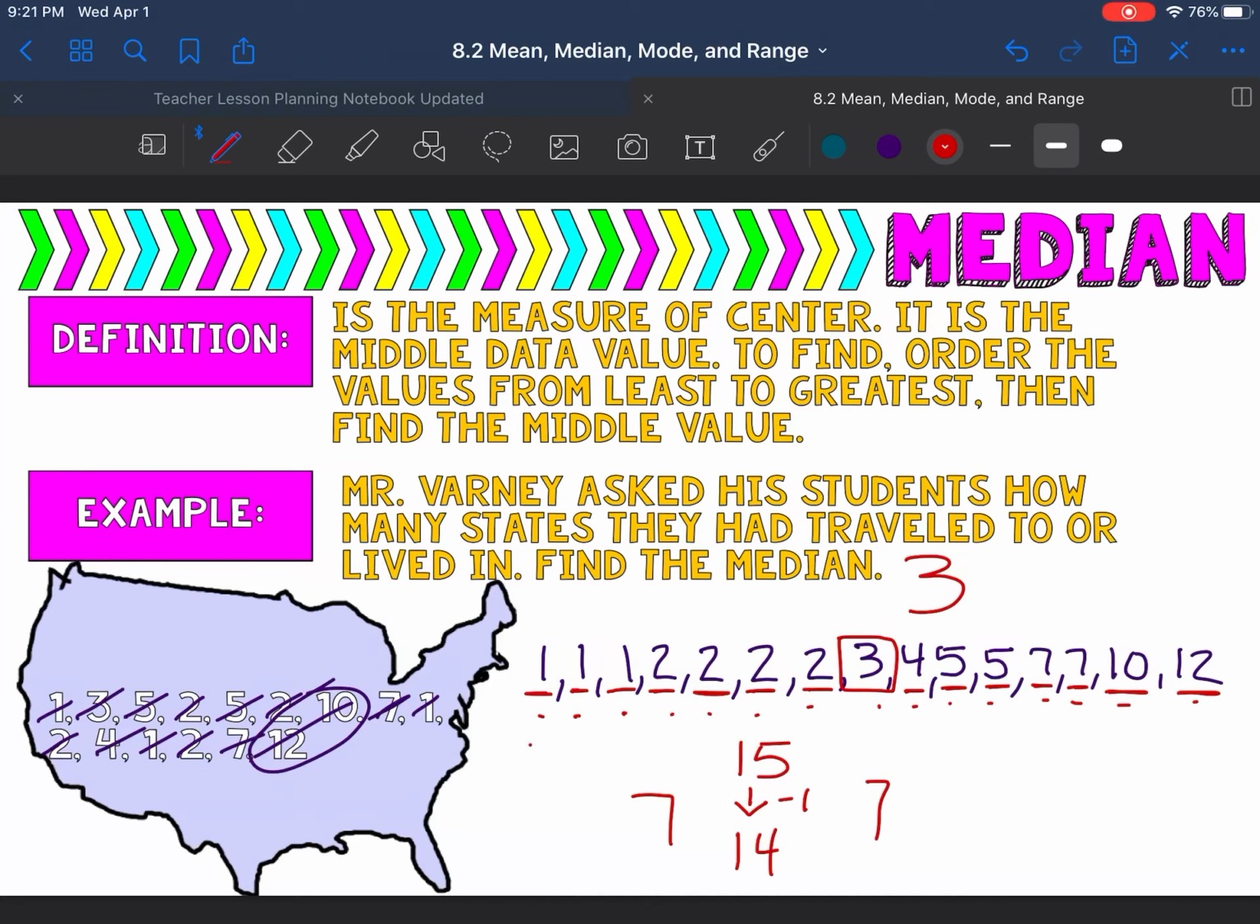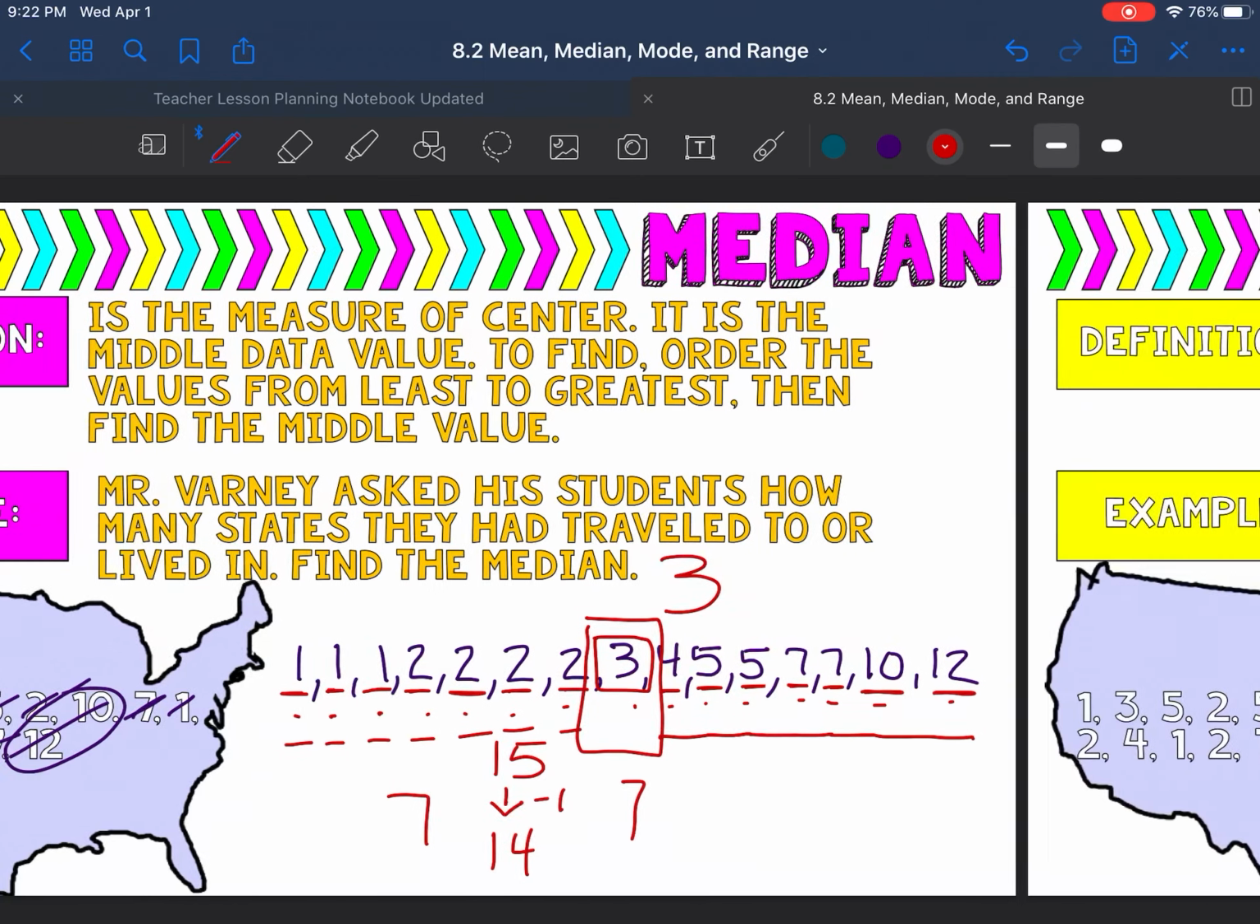So I can just count 1, 2, 3, 4, 5, 6, 7. And that leaves me at this 3 right here. That's another way you can do it. So as you can see, there's multiple ways to do this. It's just going to be the way that you find the easiest. So remember to find the median, line them up in order from least to greatest, and then find the one that's in the middle. Okay, so now let's move on to mode.